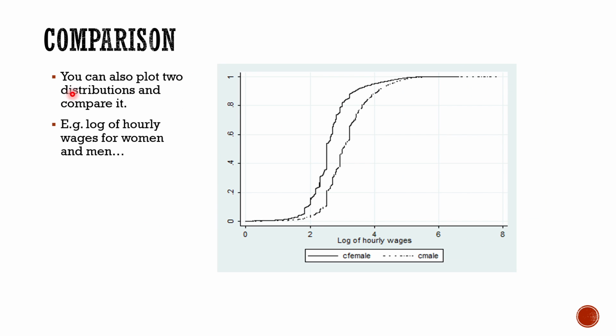You can use this in comparisons, like I have plotted an ECDF for you. Here two distributions are there for log of hourly wages for men and women, and you can see that the distribution of female is lagging behind the distribution of male. This is the distribution of male, and this is the distribution of log of hourly wages for female. So there is an evident, visible difference between the log of hourly wages of male and female. This is how you can do comparisons.